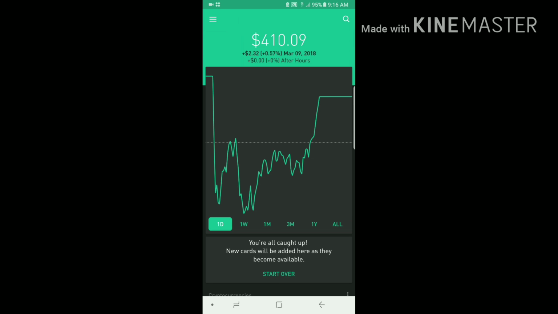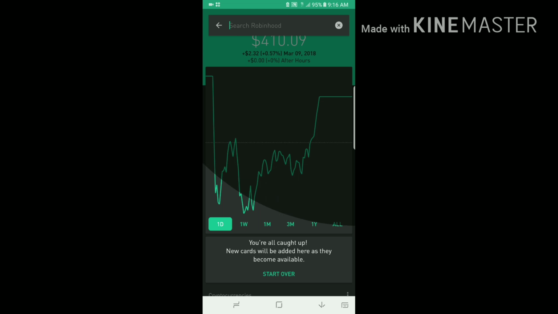So yeah, guys, that's pretty much the basics about Robinhood. If you want to search for a stock, you just click up here.